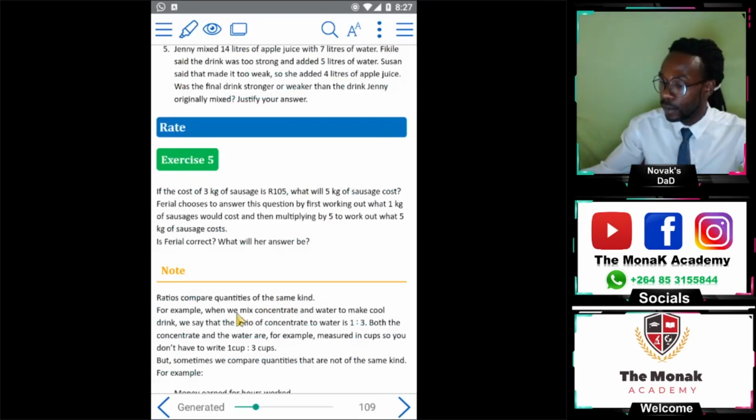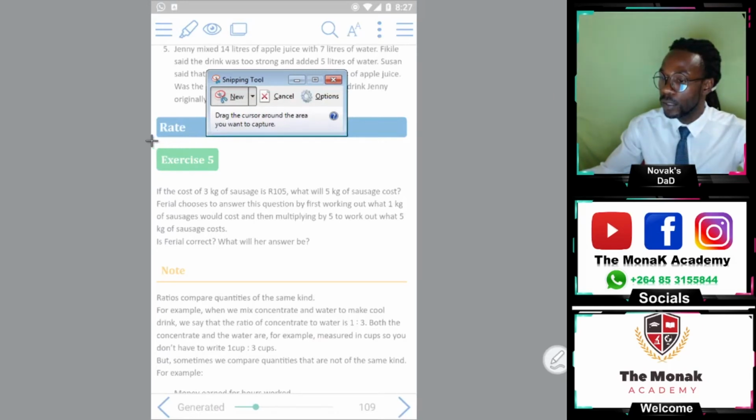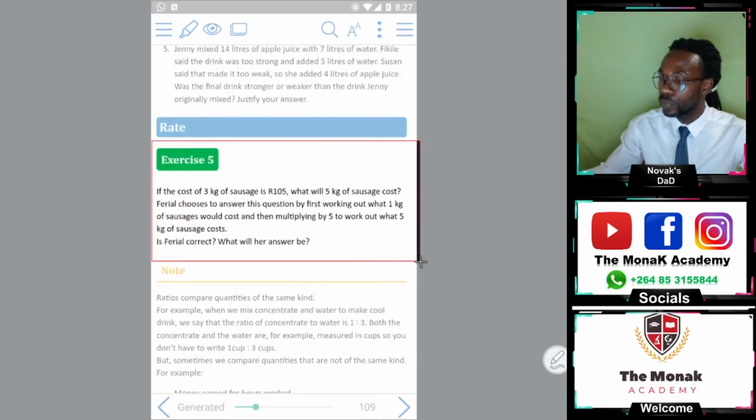So it says, if the cost of 3 kilograms of sausage is 105 rand, what will 5 kg of sausage cost? Ferial chooses to answer this question by first working out what 1 kg of sausages would cost, and then multiplying by 5 to work out what 5 kg will cost. Is Ferial correct? What will the answer be? So definitely it's exactly the same thing that we're doing in ratio. So let's see if that is true.